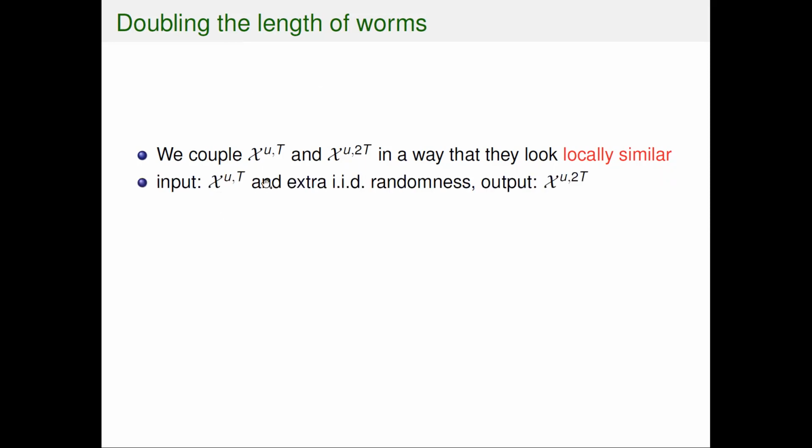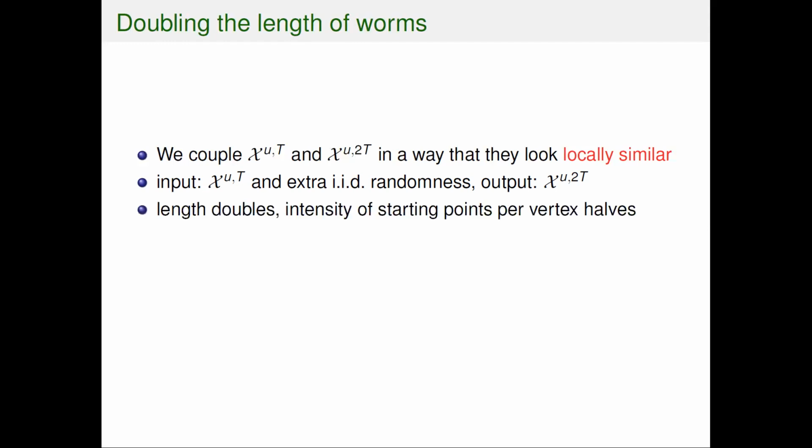Okay, some more details. More specifically, we will provide a construction which starts with a point process of worms of length t and some extra i.i.d. randomness. Then we do some magic, and what we spit out is a point process of worms with twice as big a length. So now the worms became twice as long. The length of these trajectories somehow magically doubles, but the intensity of the starting points is half as big. So you get twice as long trajectories, but in some sense, half as many of them.